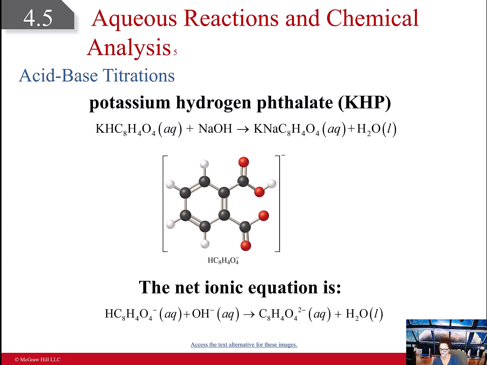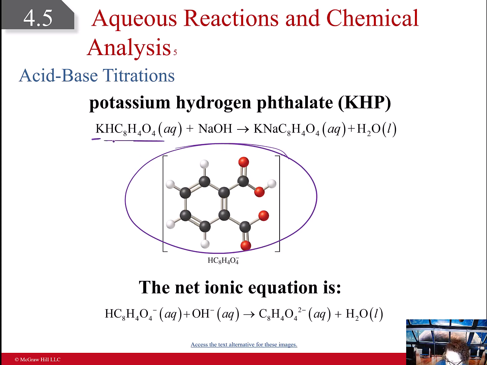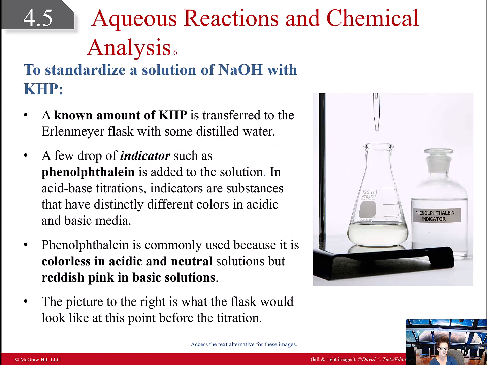KHP is, as you can see, a cyclic structure, and it is a potassium salt of this hydrogen phthalate molecule. When we add it to water, we do get an aqueous solution. And so this is the net ionic equation here. Now, having said all that, it is a monoprotic acid, so it reacts on a 1-to-1 ratio, which makes the calculations a little bit easier.